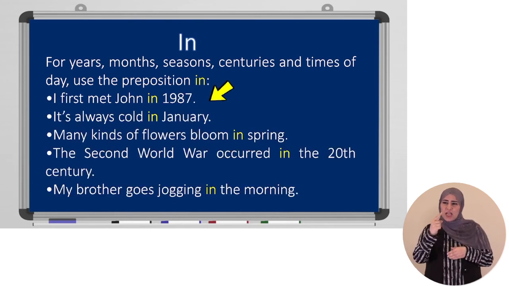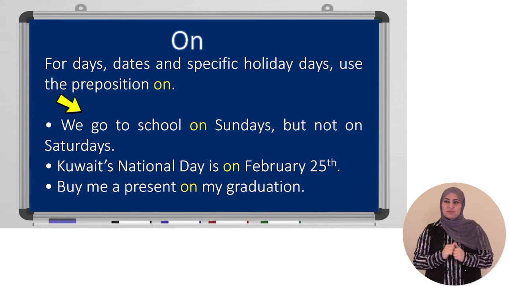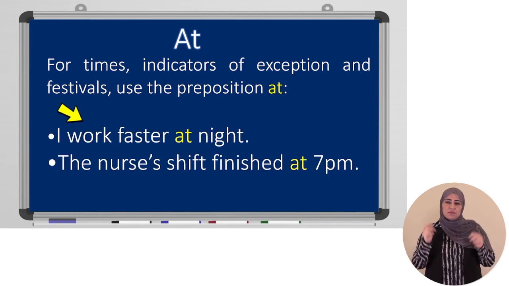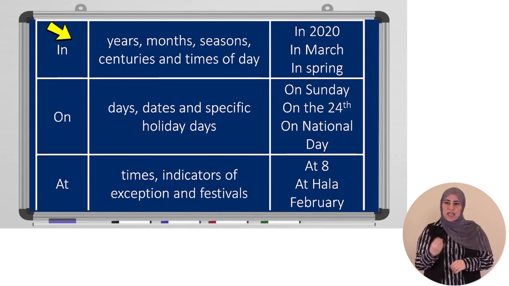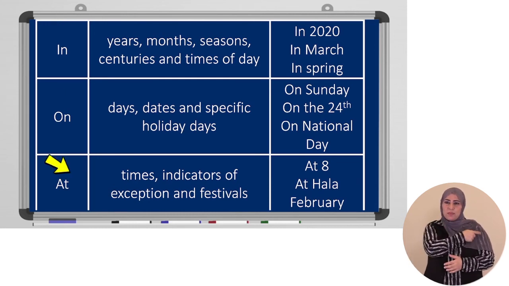Here you have some examples. On is used for days, dates, and specific holiday events such as on Sunday, on the 24th, on National Day, whereas we use at for times, indicators of exceptions, and festivals. For example, at 8, at Helle February, and so on. What you have to do now is to look at these examples here provided for you and just make yourself familiar with what's available.